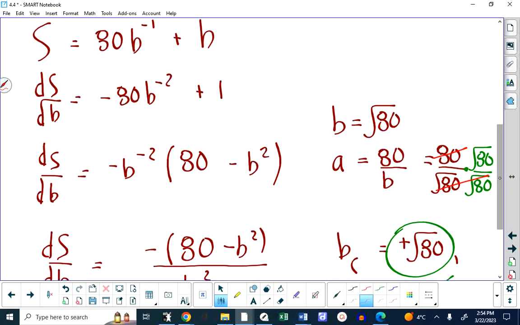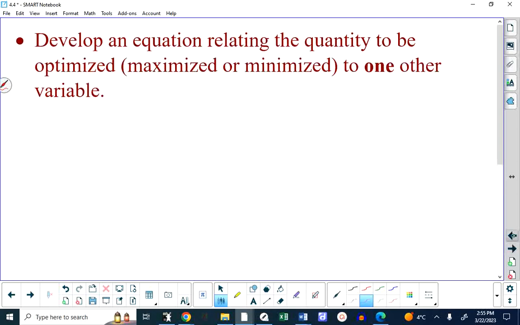Which intuitively kind of makes sense, that the sum is going to be as small as possible if the numbers are as close together as possible. It may not make sense to you intuitively, but if I were to take 1 and 80 and add them together, I'm going to get a bigger sum than, say, 2 and 40. If I were to take 1 and 80, the sum is quite large. If I were to take 2 and 40, the sum is smaller.